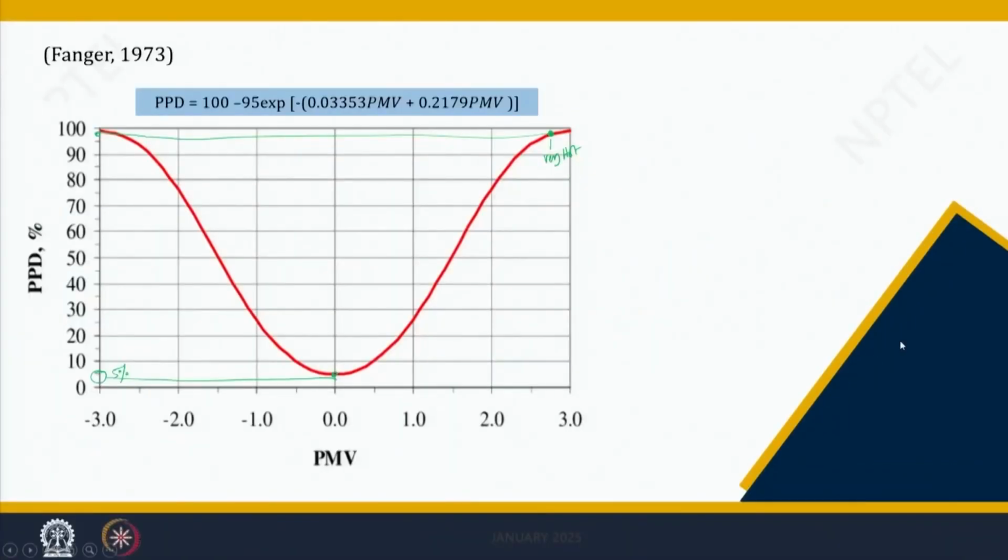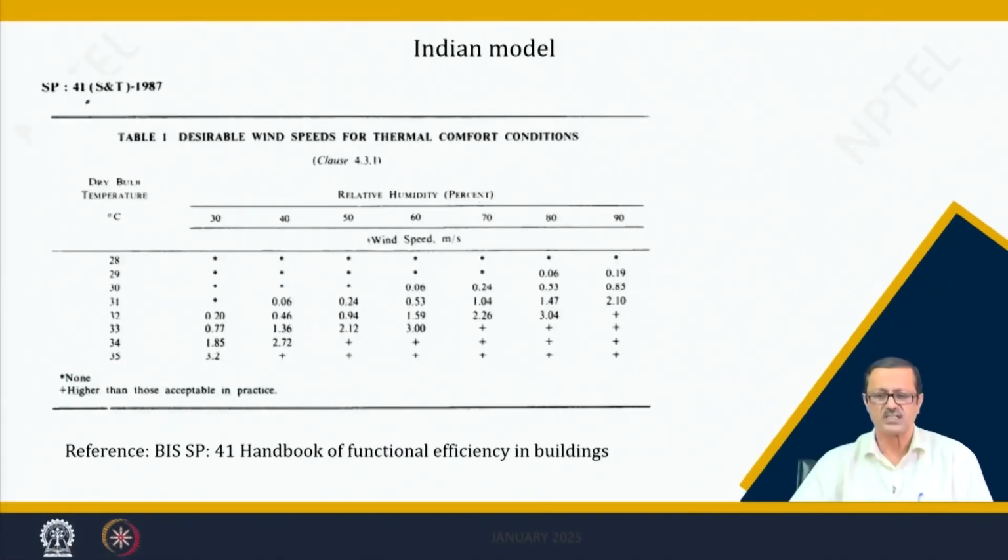So, let us go back to the PPT, and this is also an Indian model. In SP41 they have given the dry bulb temperature, relative humidity and the wind speed. Based on the wind speed scenario, those are the comfort scenarios, and those plus signs are the acceptance, not acceptable in practice. Higher than that, the star dots are not possible.